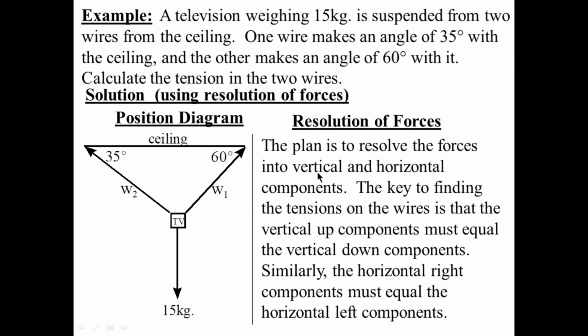The plan is to resolve the forces. So this force on wire 1, we're going to resolve it, just like we did with the plane flying, it's partly to the east and partly to the north. We're going to resolve it into vertical and horizontal components. And the key to finding the tension in the wires is that the vertical ups must equal the vertical downs, and the horizontal rights must equal the horizontal lefts. That would be 2 equations in the 2 unknowns.